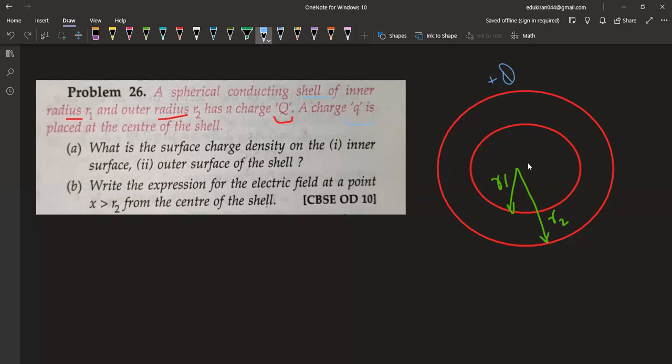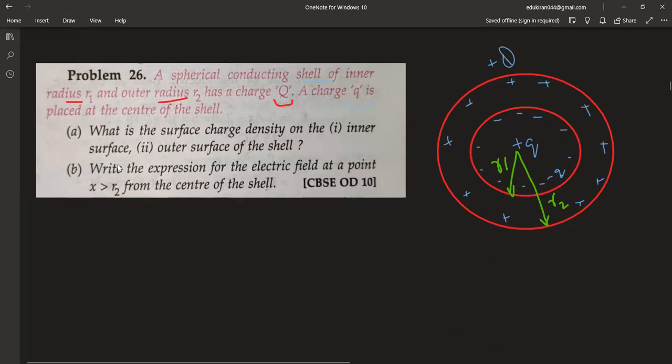So if plus q is placed at the center, due to induction, the inner side will attain negative charge, that is minus q, right? This is radius R2. And due to this induction, the outer side will again have positive charge. Everything is setting well, exactly as written in the question. Now the question says, what is the surface charge density on the inner surface and the outer surface of the shell?